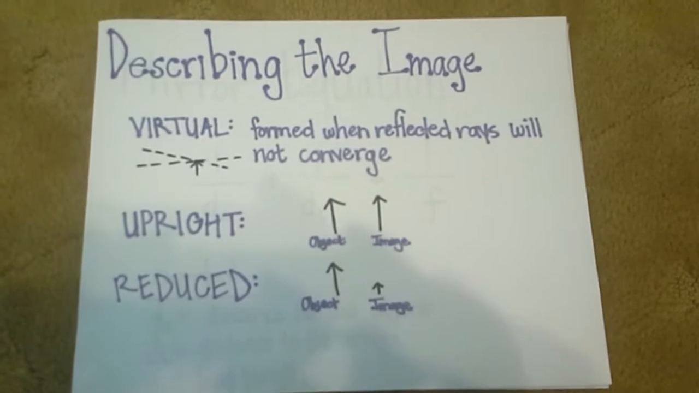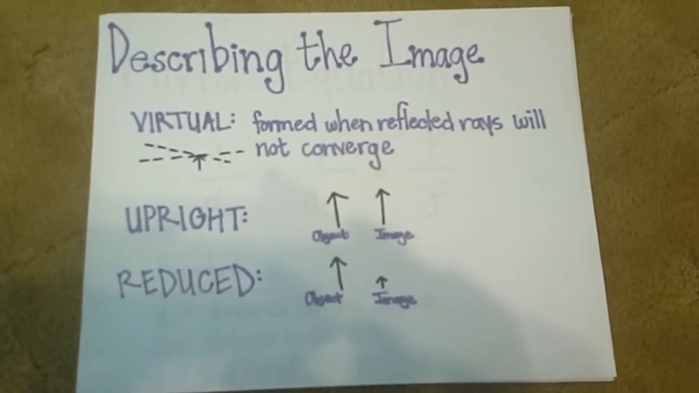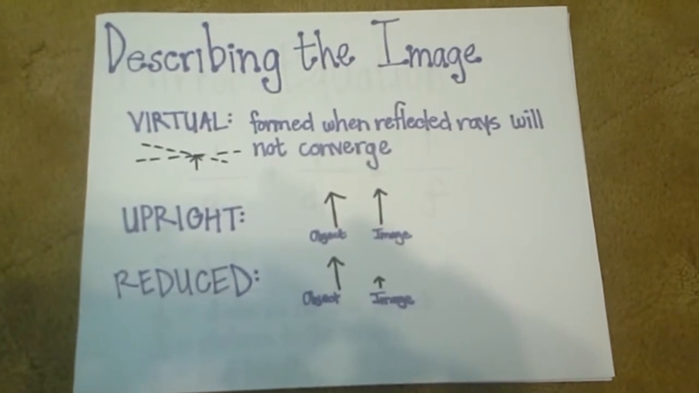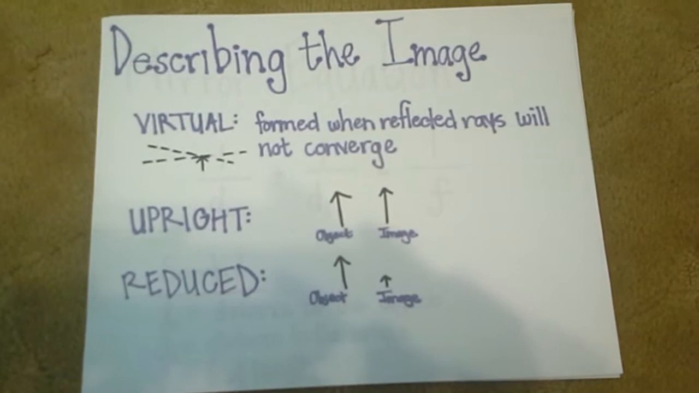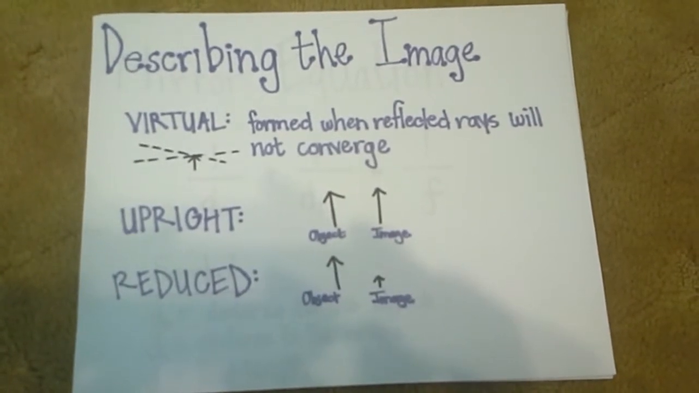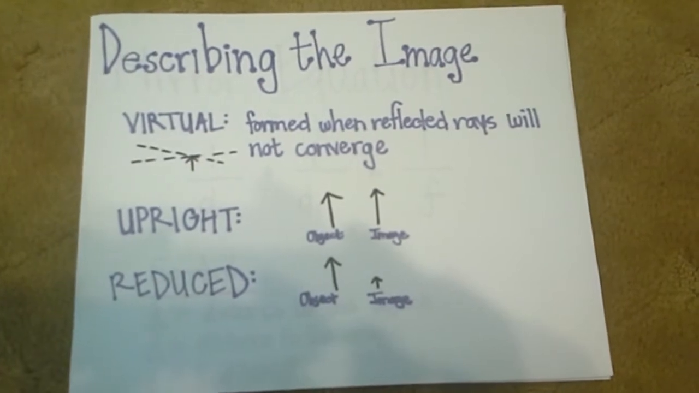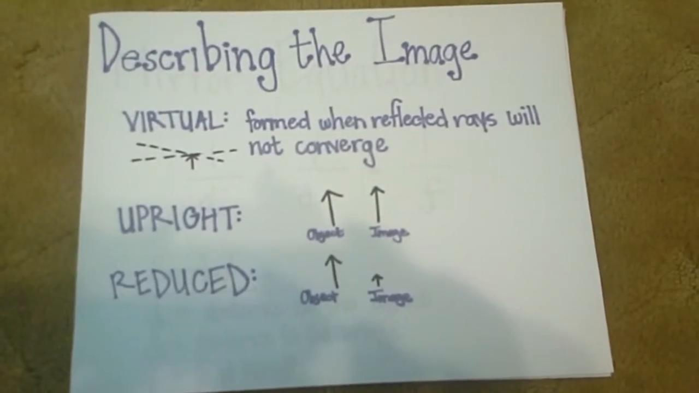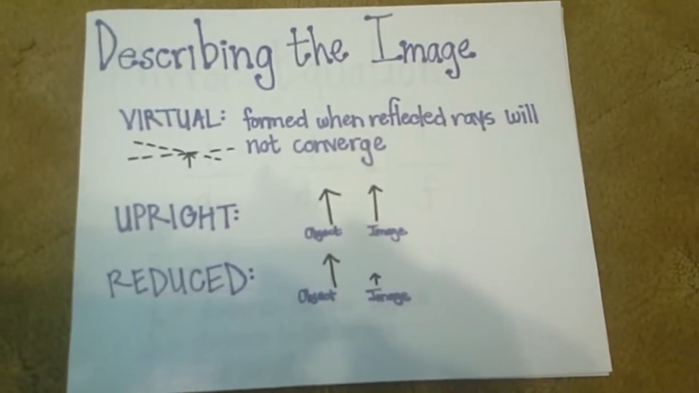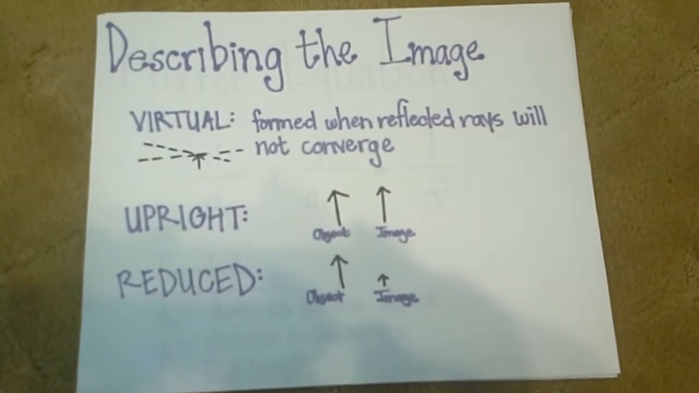Now we can describe the image using our ray diagram. We need to figure out three things. First, is the image real or virtual? The image formed is virtual because the reflected rays didn't converge. We had to extend them behind the mirror. Next, is the image upright or inverted? Our image is upright because it has the same orientation as the object. Lastly, is the image reduced, enlarged, or the same size as the object? The image is reduced.